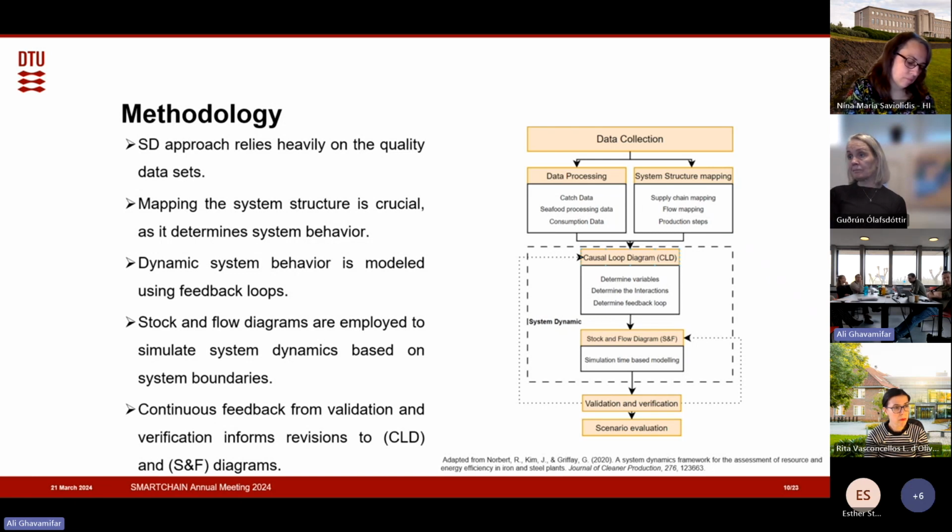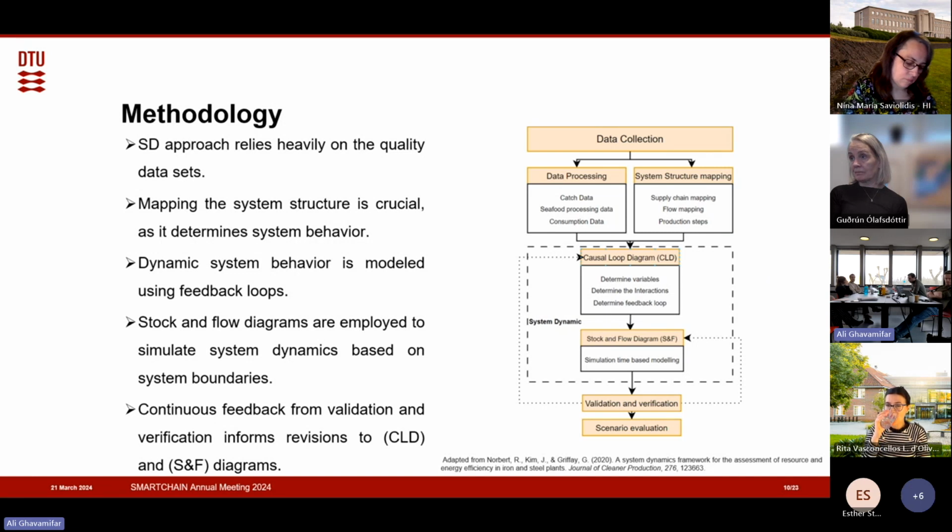Then by using these data, we tried to build our causal loop diagram, where we determine the variables in our system, determine the interactions between them, and then try to find the feedback loops, because we want to model the dynamics of the system, so we need the feedback loops for our study. And after that, we built our stock and flow diagram to have some time-based simulation modeling.